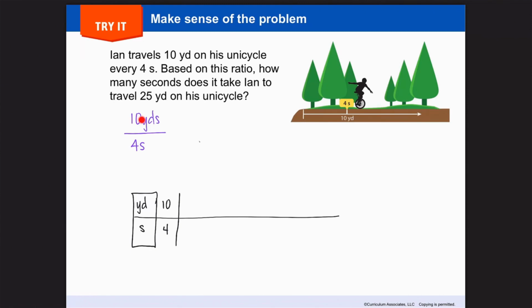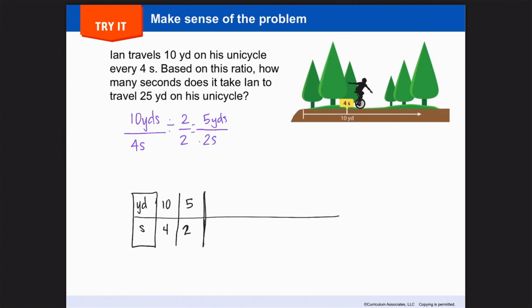So I know that 10 and 4 can both be divided by 2. So I'm going to go ahead and divide both by 2, to make an equivalent ratio. So 2 on the top, 2 on the bottom to make an equivalent ratio. That will come up with 5 yards for every 2 seconds. So now that I have that equivalent ratio, I can go ahead and put it in my ratio table. So I have 5 yards for every 2 seconds.